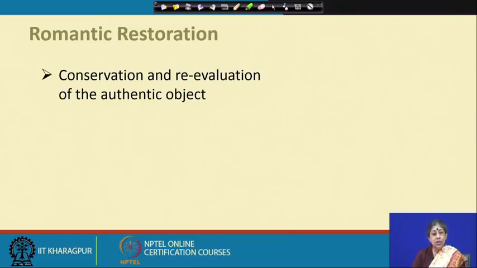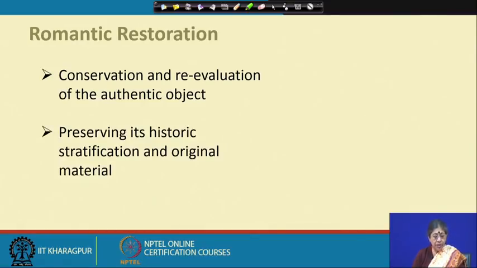Conservation and re-evaluation of the authentic objects. Authenticity was given a lot of importance under this type of approach, preserving historic stratification and original material. We will see how the stratification, how it has changed over the years, was taken into consideration, and also the original material, which was not so much there in the traditional approach, was given a lot of importance during this time under this romantic restoration approach. And avoiding falsification, there was no place for falsification, the authenticity was given a lot of importance.